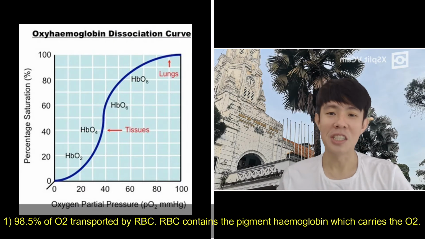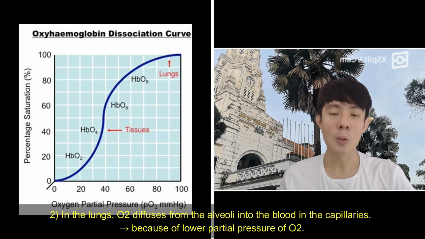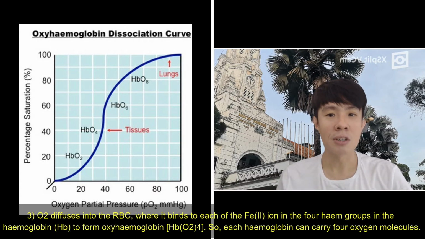Transport of oxygen. Number 1. 98.5% of oxygen is transported by red blood cells. Red blood cells contain the pigment hemoglobin which carries the oxygen. Number 2. In the lungs, oxygen diffuses from the alveoli into the blood in the capillaries because of lower partial pressure of oxygen.